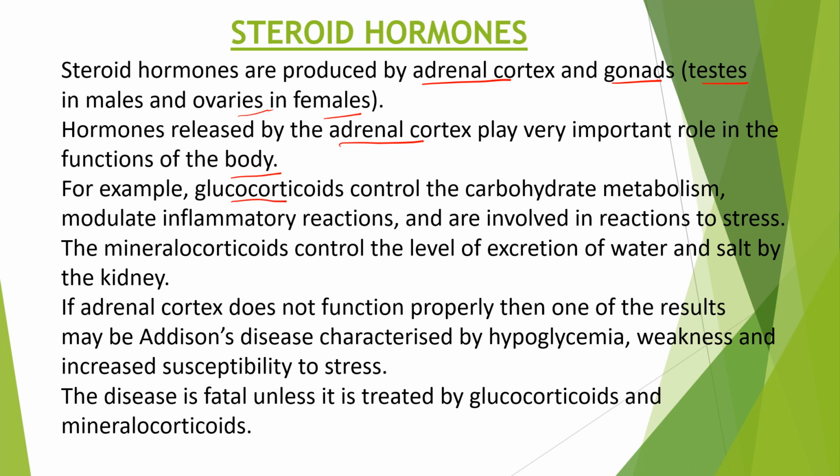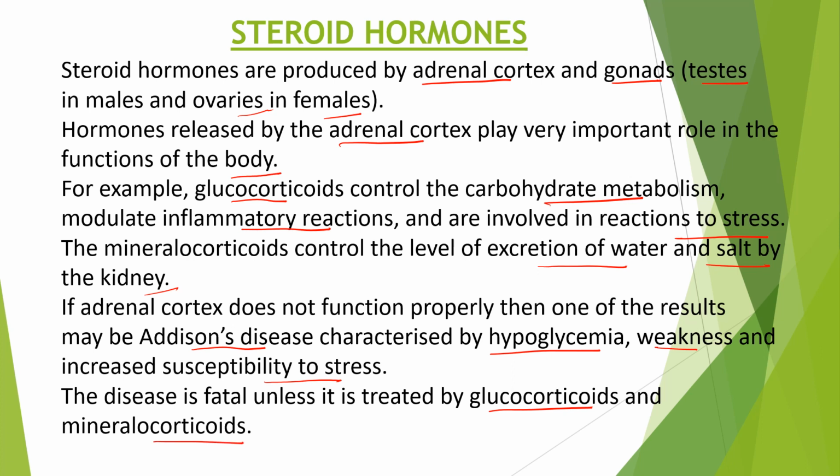For example, glucocorticoids control the carbohydrate metabolism, modulate the inflammatory reactions, and are involved in reaction to stress. The mineralocorticoids control the level of excretion of water and salt by the kidney. If the adrenal cortex does not function properly, then one of the results may be Addison's disease, characterized by hypoglycemia, weakness, and increased susceptibility to stress. The disease is fatal until it is treated by glucocorticoids and mineralocorticoids.